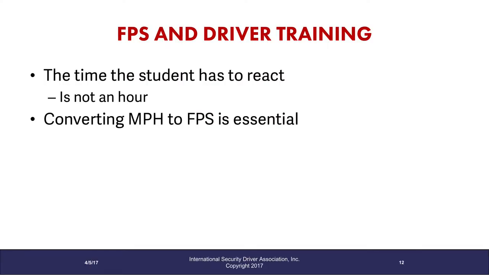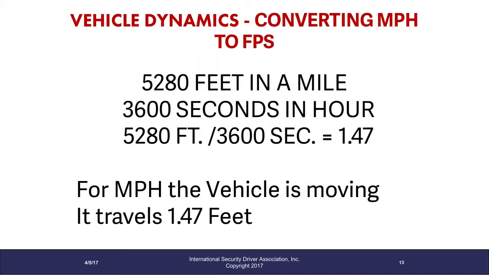As an example, driving through a slalom course, the student does not have an hour to react between each cone. The time span is measured in seconds. The distance driven between each cone is not measured in miles, it's measured in feet. So it becomes obvious that we need to convert miles per hour to feet per second. Let's come up with a standard number.